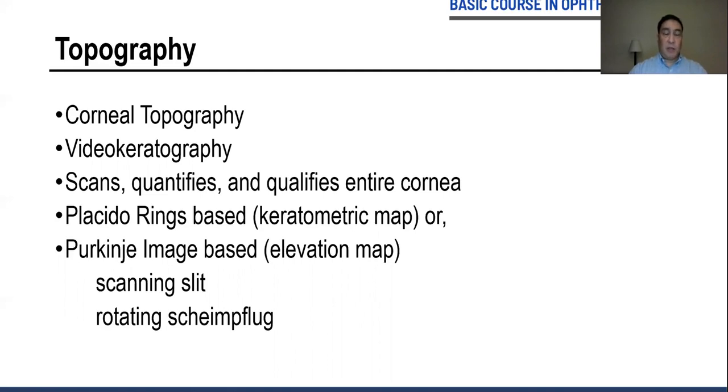This can be done 2 ways. It can be done through a Placido ring-based, like a keratometric map, or a Purkinje image-based or an elevation map. This Purkinje-based can be either done using a scanning slit or a rotating Scheimpflug, and we will discuss each of these.